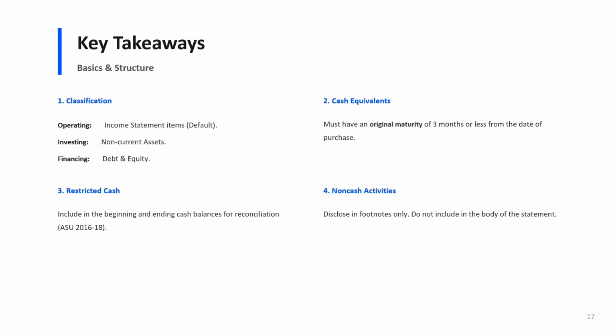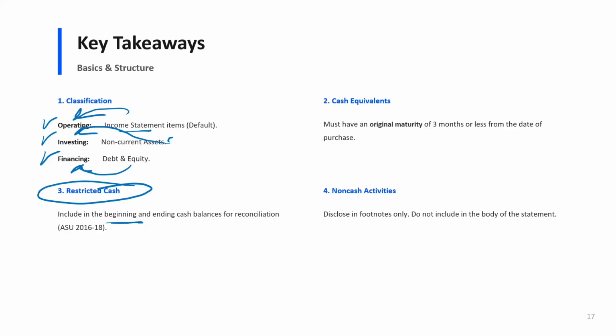Okay, takeaways from today's class. The first one is the classification. We have three different types of classification: operating, investing, and financing. If it's income statement, operating. If it's assets, strategic planning, investing. Debt and equity, it's financing. If there's restricted cash, it must be included in the beginning and ending cash balances for reconciliation purposes.